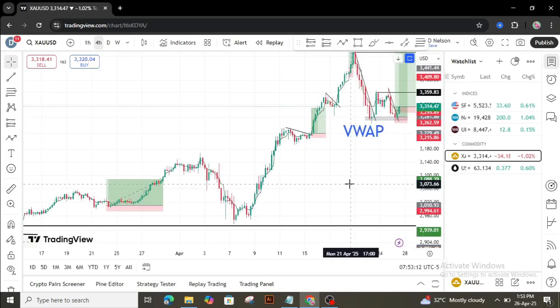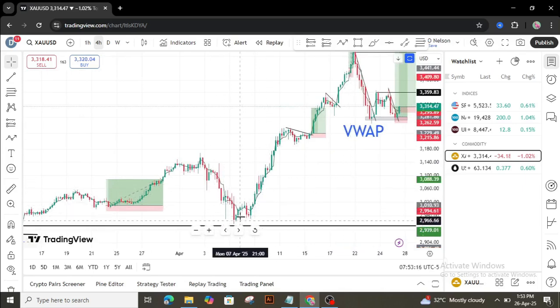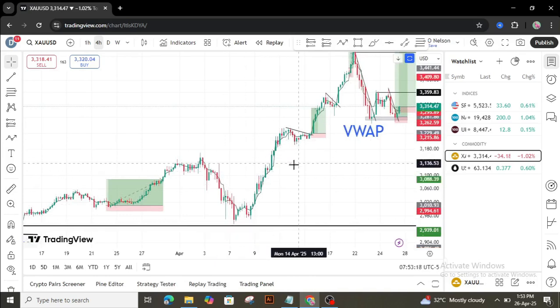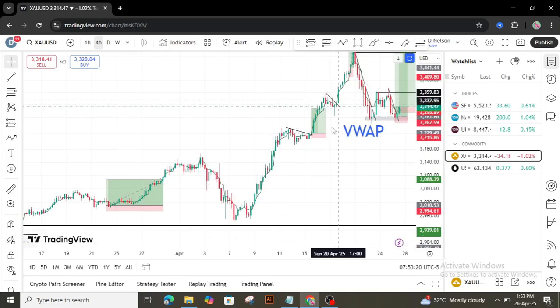What I do is that VWAP helps me to add to my position. Normally I would have taken my position from this double bottom, so all this pullback would have been an additional position. So you can add reasonable positions at critical levels, and this can compound and give you good earnings. So that is what I do.